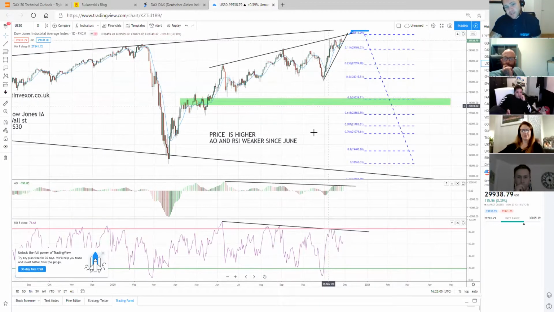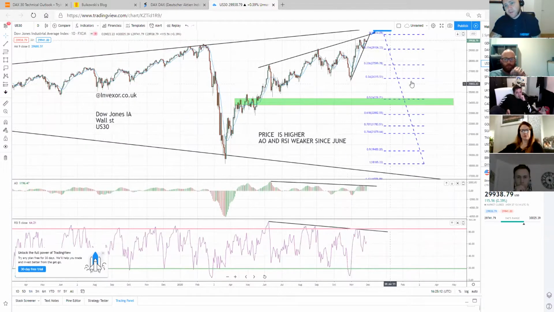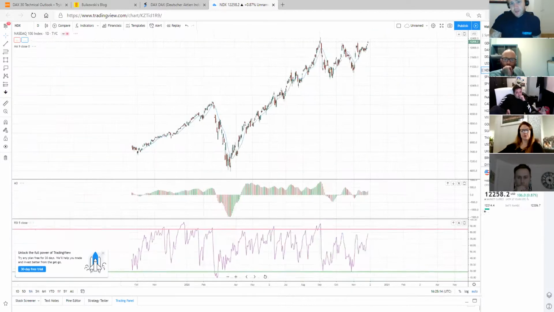But I think it's running out of steam. The awesome oscillator confirms it's running out of steam. RSI confirms running out of steam. So we'll be looking to sell Dow Jones, but at the right level.